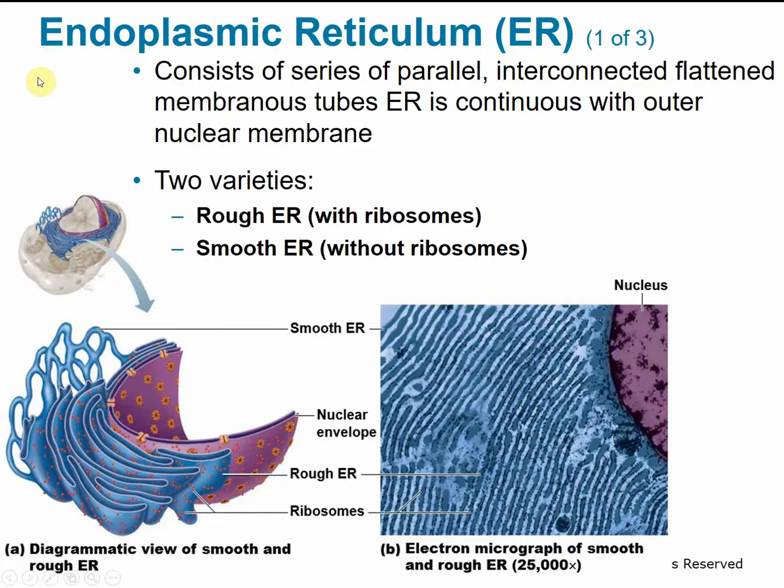The endoplasmic reticulum consists of a series of parallel, interconnected, and flattened membranous tubes continuous with the outer nuclear membrane. So there's two types of endoplasmic reticulum. We have a rough ER. This one has those membrane-bound ribosomes attached to it. This is why it's referred to as the rough ER, because it has this kind of rough textured appearance. The smooth ER has no ribosomes, so it's smooth.